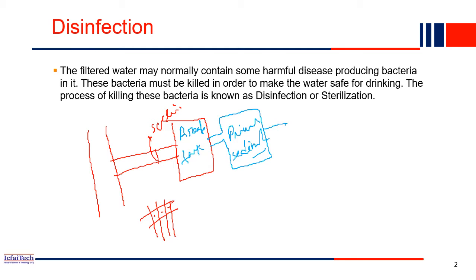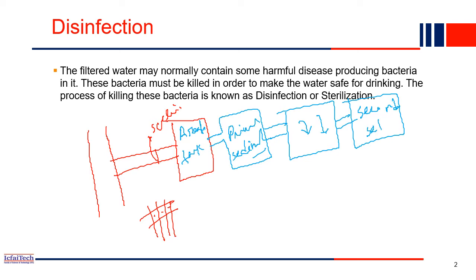After the primary sedimentation tank, water will go to the coagulation and flocculation tank, where we add chemicals to the water. Once we add the chemical, water will go to the next step, which we call the secondary sedimentation tank. Here all the suspended particles will be removed. Next, water will go to filtration. Here also we have seen in detail there are two types of filter, that is the rapid sand filter and the slow sand filter.